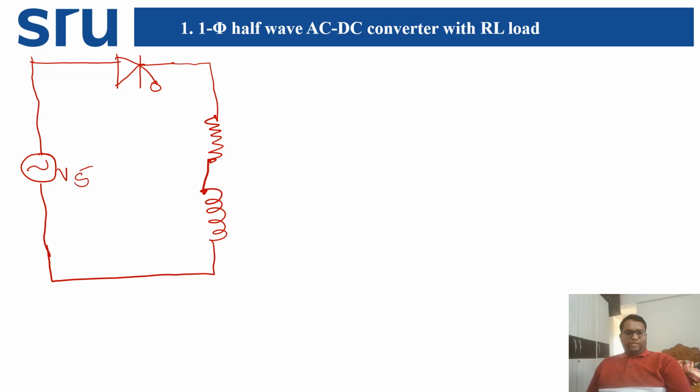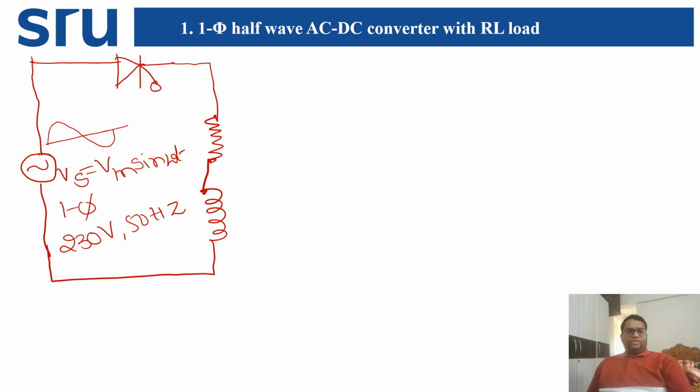Now we are going to observe the Vs supply voltage. Vs is equal to Vm sine omega t. Basically this is a single phase supply, as we know, 230 volts, 50 hertz. That only we have mentioned over here. Here we are going to take it as a sinusoidal waveform. Let us take one complete sine waveform. So this is the positive half cycle and this is the negative half cycle.